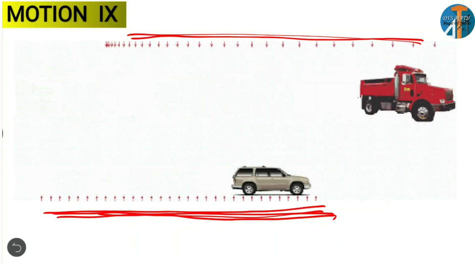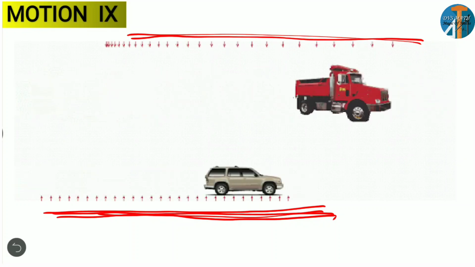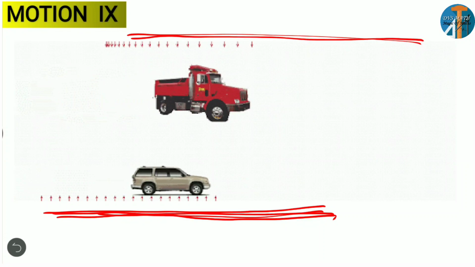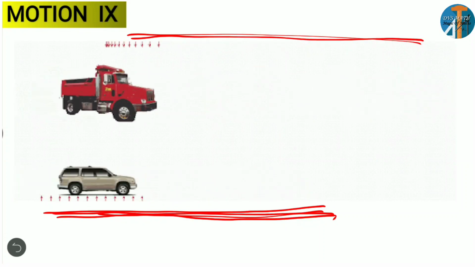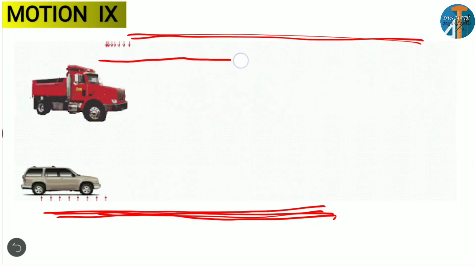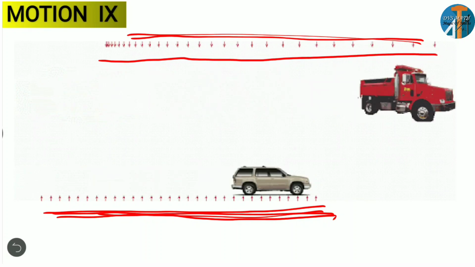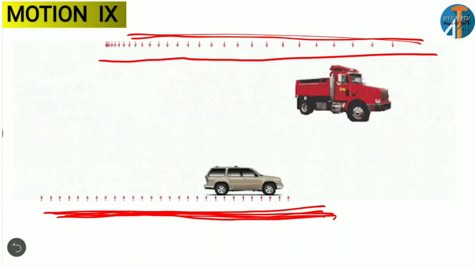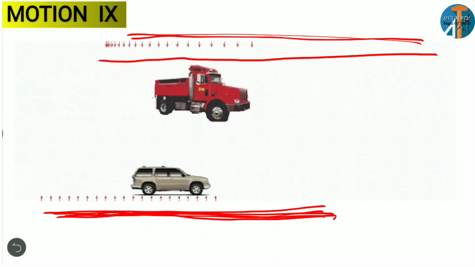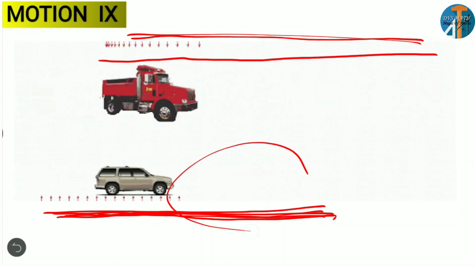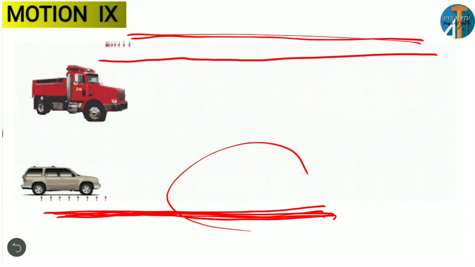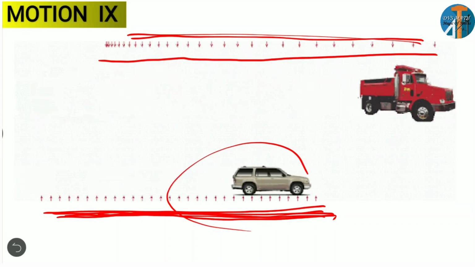The lorry is changing its velocity, means it is increasing its speed. Observe this arrow mark, it is near, then it went for a far distance. But here observe the arrow marks of the car, they are at equal distance, right? There is no change in velocity in the car's case. But in the lorry there is an increase in speed.